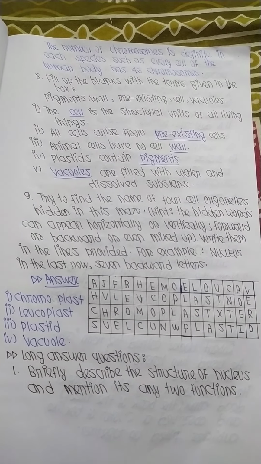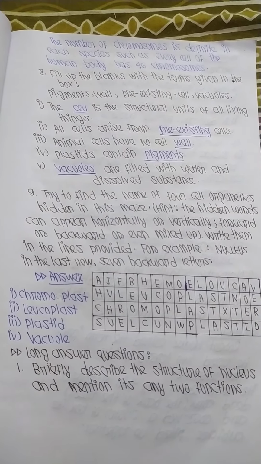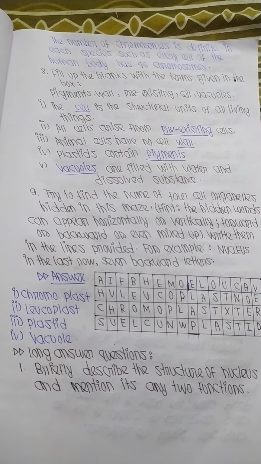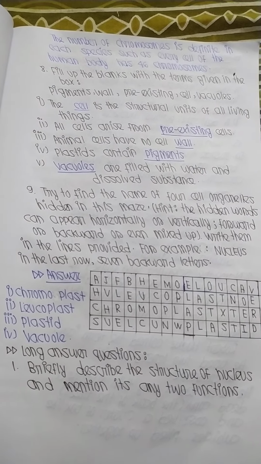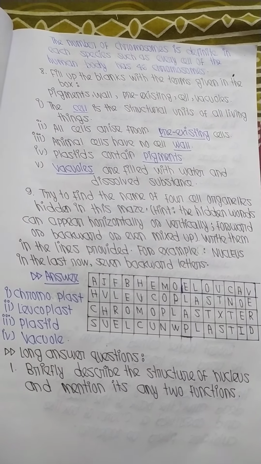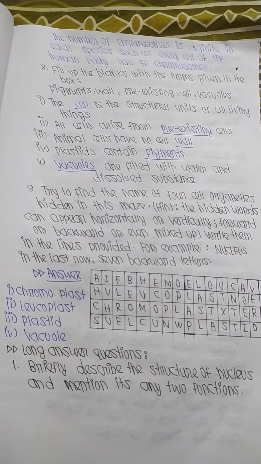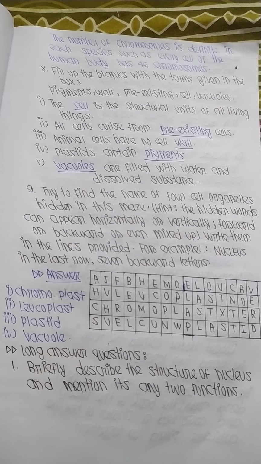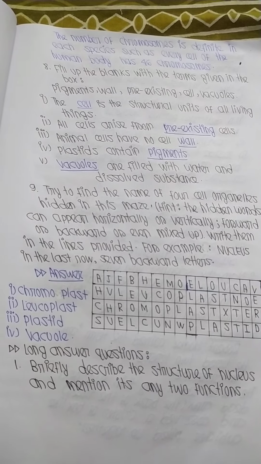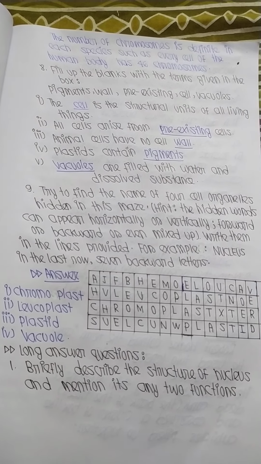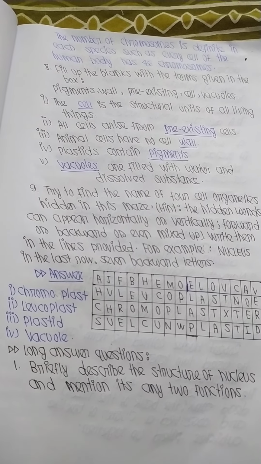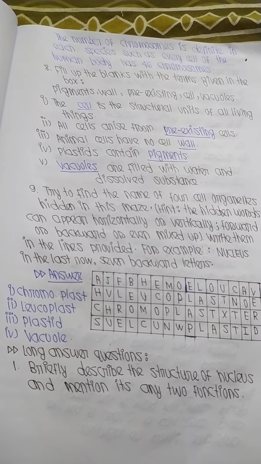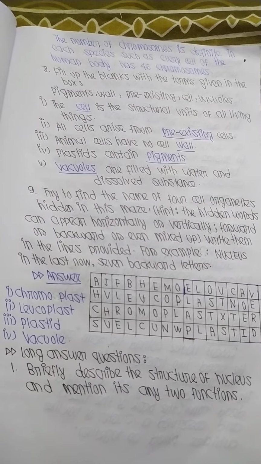Now come to question 8. Fill up the blanks with the terms given in the box. Pigments, wall, pre-existing, cell, vacuoles. Number 1. The cell is the structural unit of all living things. Number 2. All cells arise from pre-existing cells. Number 3. Animal cells have no cell wall. Number 4. Plastids contain pigments. Number 5. Vacuoles are filled with water and dissolved substances.